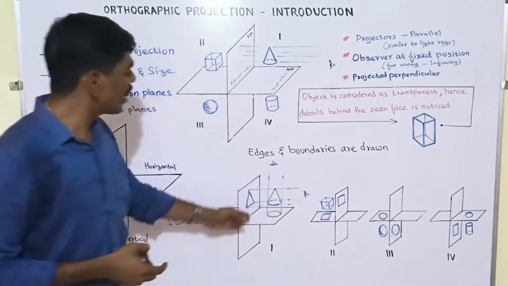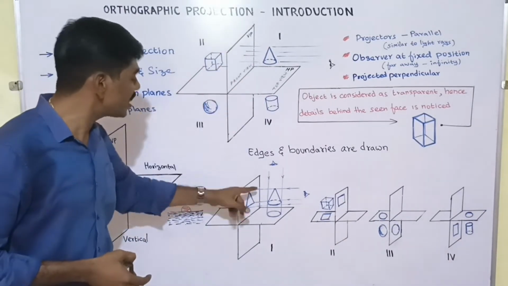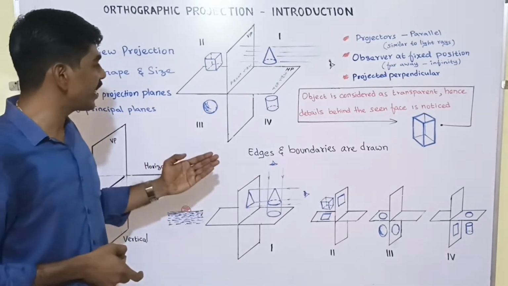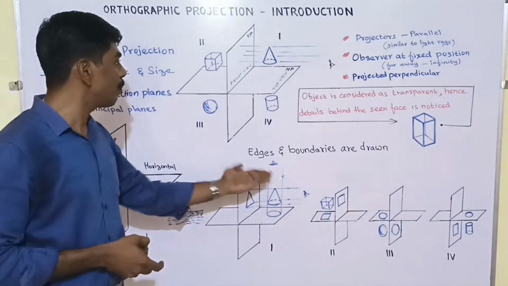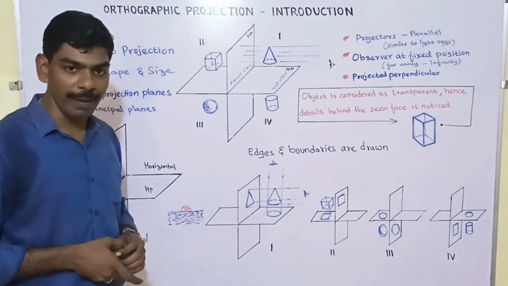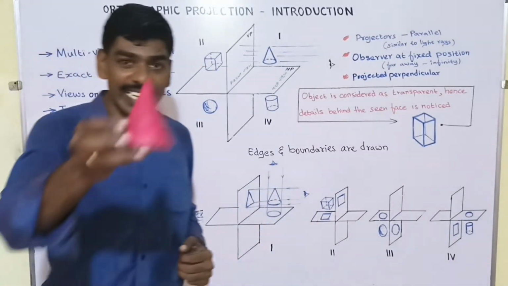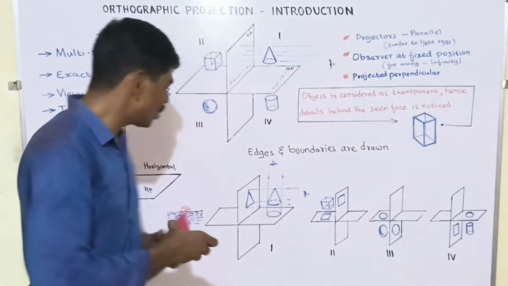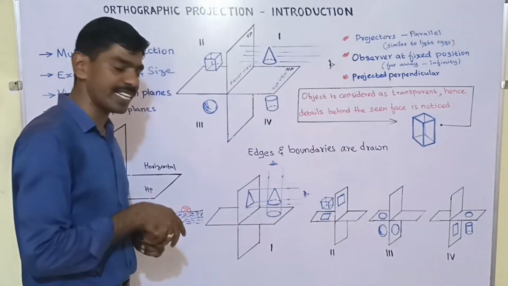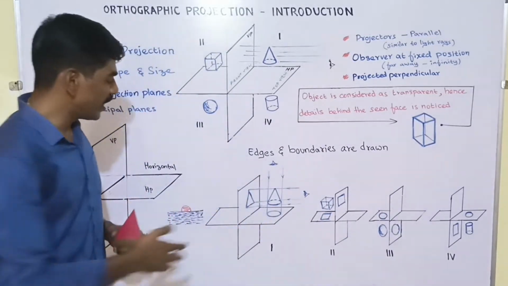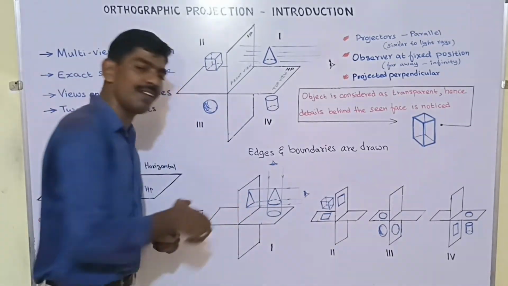Now, we look at one by one, considering the first object. It is held in the first quadrant. The object is placed above the horizontal plane and in front of the vertical plane. The observer looks at it and a cone is seen as a triangle. So that is obtained here. In the same fashion, if you look at from the top, we'll be able to see this is a circle. So this is the top view and this is the front view.